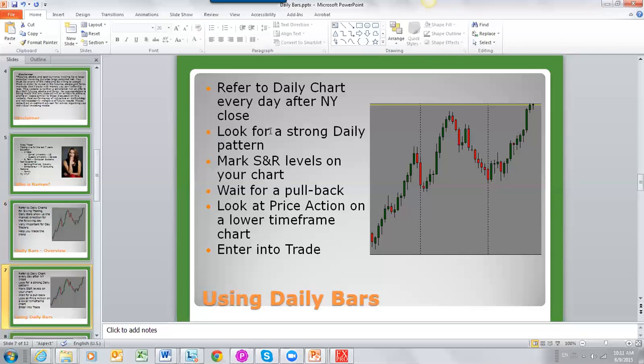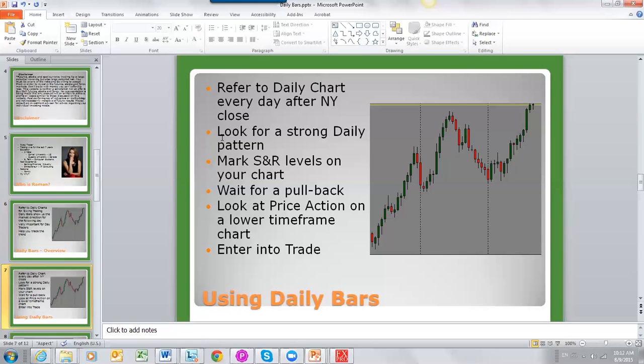So essentially what you're looking for is at the end of your New York close, which is at 5 p.m. Eastern. So anytime after 5 p.m. Eastern, you would go to your daily chart and see how the candle is closing. So based on how the candle has closed, you come up with a bias for the next day, right?